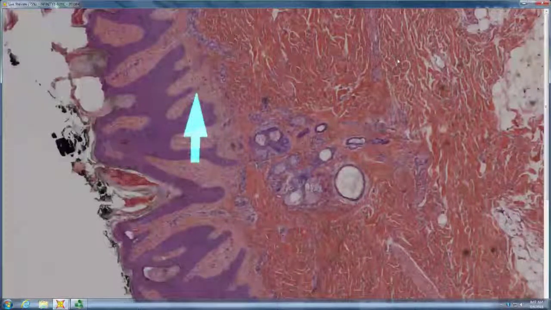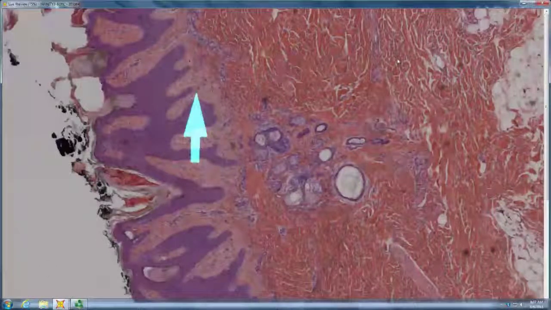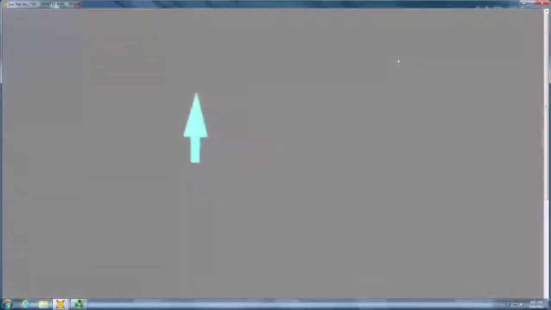Prepubertal nevus sebaceous. That's correct. You get to hit the easy button. That was easy. Okay.